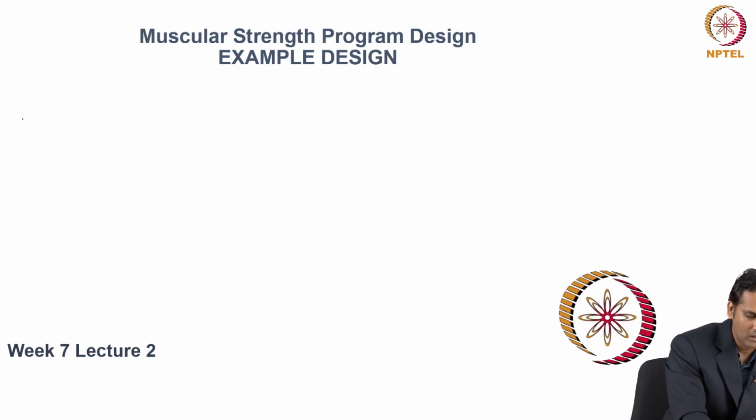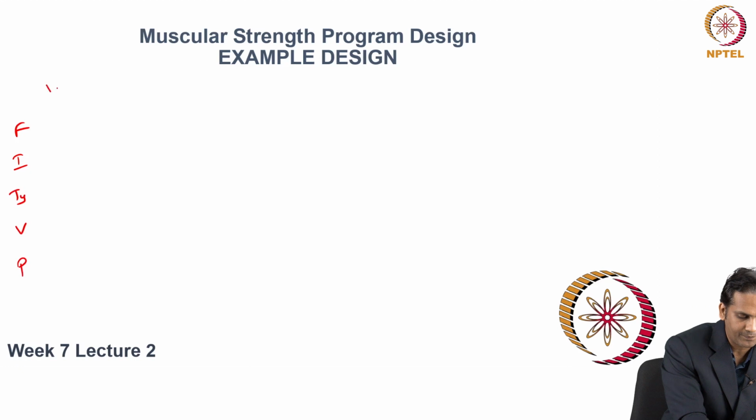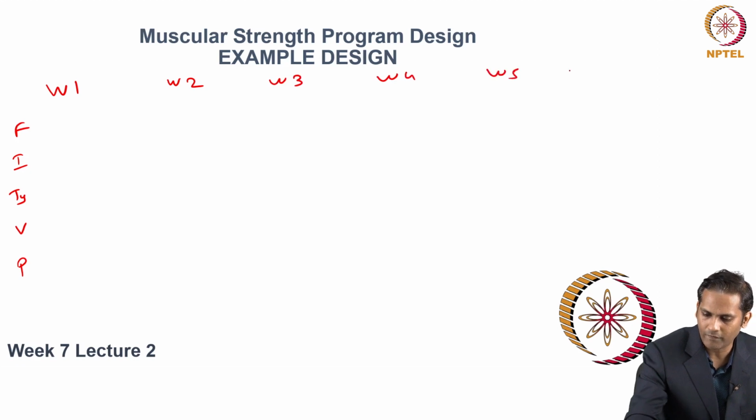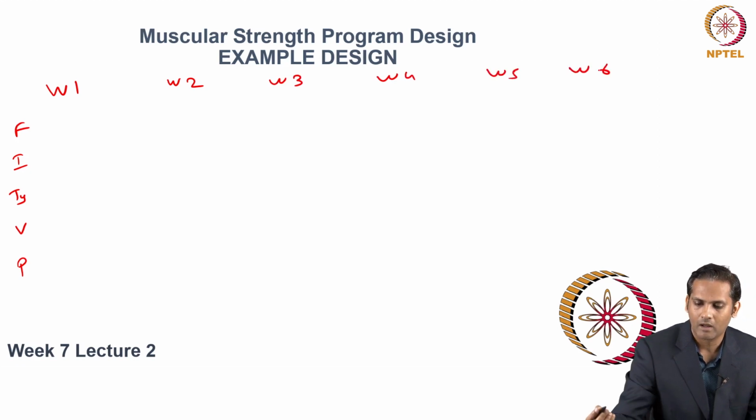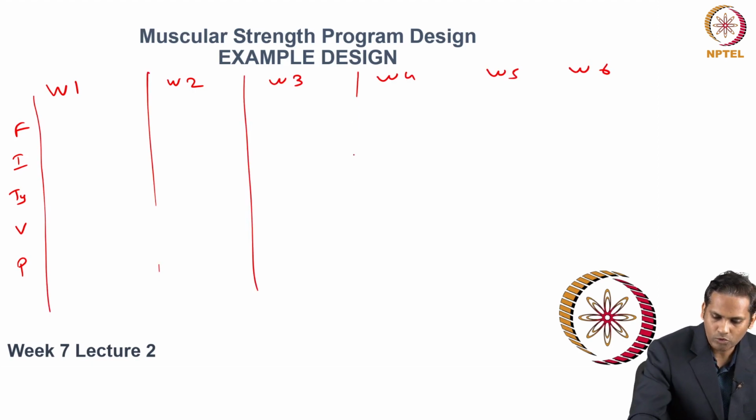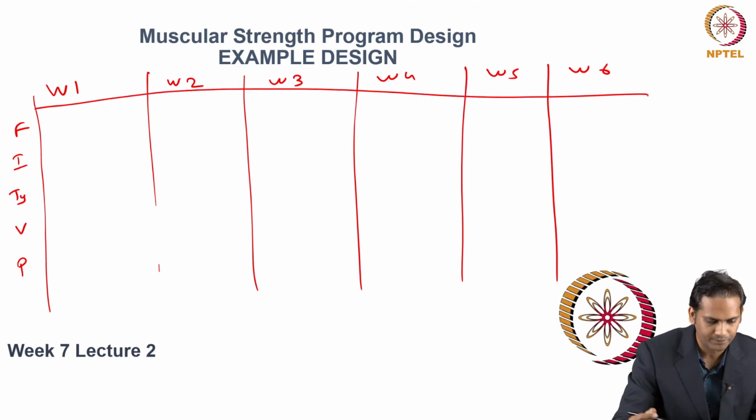Now let's move to the next step of program designing. For that, the template that I'm using again starts by applying the acute program variables. Week 1, week 2, week 3, week 4, week 5, week 6. Here I'm trying to demonstrate a 6-week muscular strength gain program for myself.